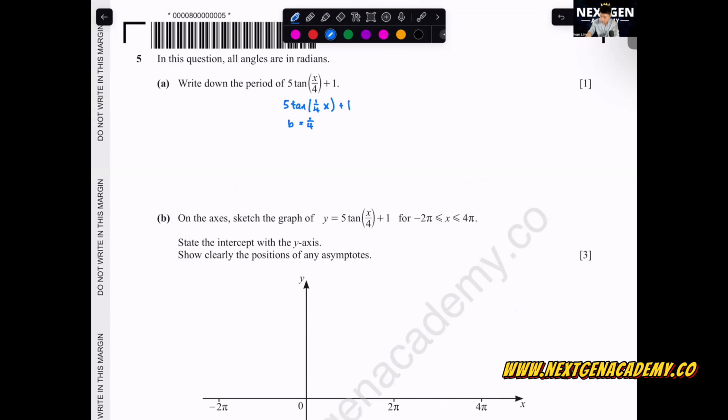What's the formula for period? For tangent, please don't write 2 pi. It is pi over b. Only for sine and cos is it 2 pi or 360. For tangent, it is 180 degrees or pi. Then you write here pi over 1 over 4, which is 4 pi.